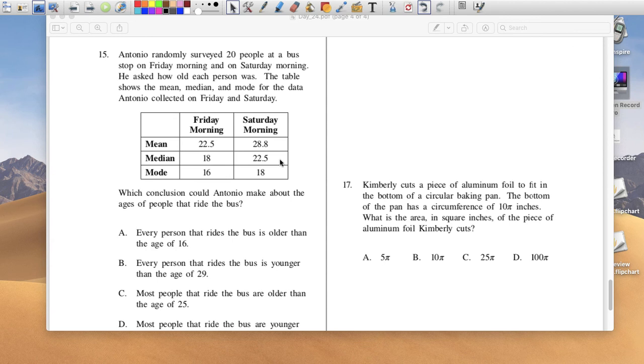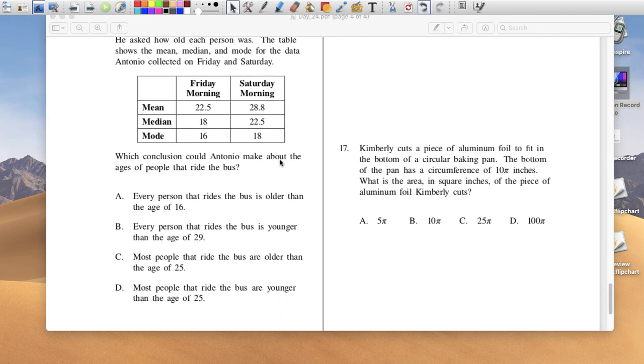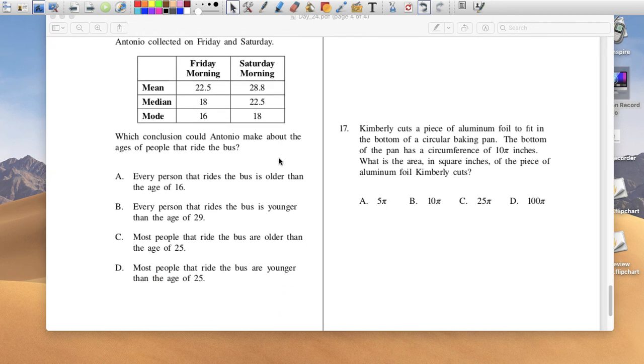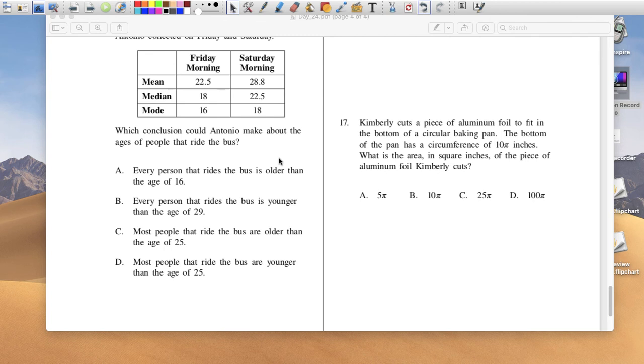Antonio randomly surveyed 20 people at a bus stop on Friday and Saturday morning. He asked how old each person was. The table shows the mean, median, and mode for the data he collected on Friday and Saturday. Okay, so on Friday, the mean average was 22.5, the median was 18, the mode, most of the people he asked were 16. On Saturday, the mean was 28.8, the median was 22.5, and the mode 18, which means the most people he asked on Saturday morning were 18-year-olds. Okay, I mean, everybody was 18, but that was the most popular age.